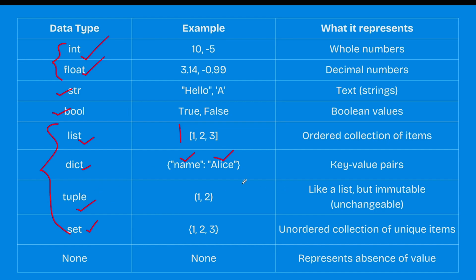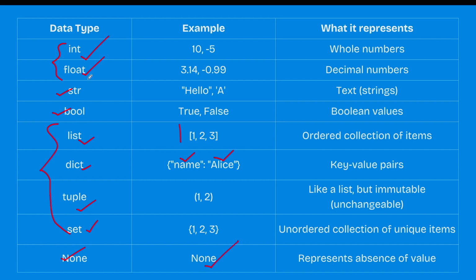Tuple is more like a list where we have the ordered collection of items, but this cannot be changed. And so this is enclosed in round brackets. And there is set. Set is an unordered collection of unique items, which are not in order, but they are unique. So we cannot enter duplicate values here, and these are enclosed in curly braces. And the last one is none, which means this has no value. So this is a null value.